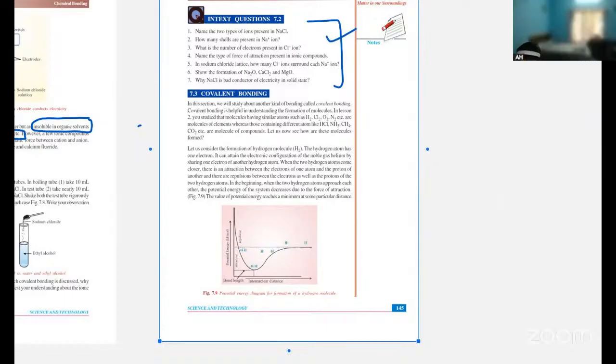Sir, any problem till now? Yes. Solubility of ionic compounds means like sugar can dissolve in water, is it like that? Something like that. Yeah. This is also an ionic compound.